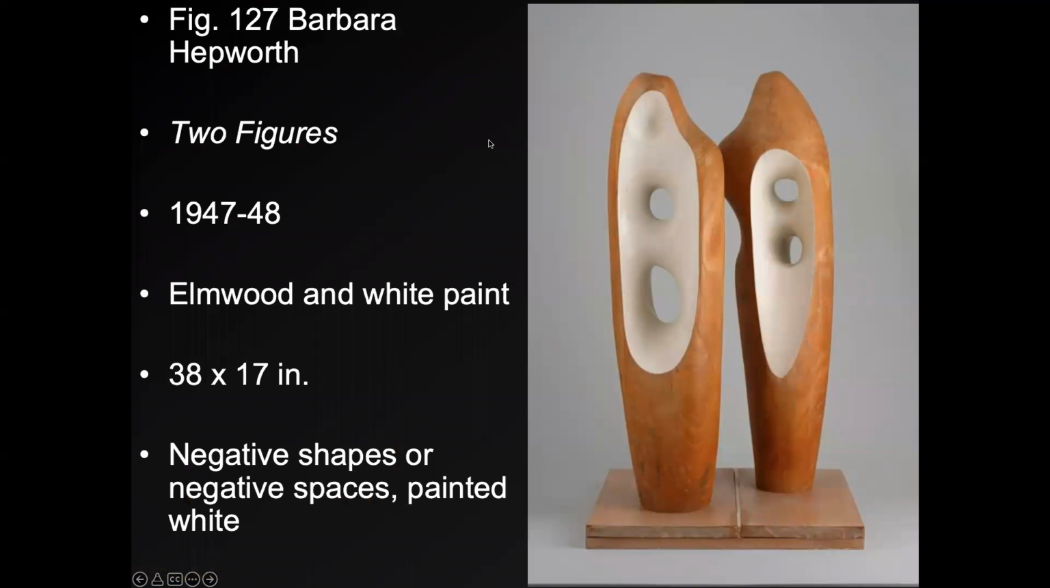It's Barbara Hepworth's Two Figures, and she's kind of playing with negative space and positive space. So negative shapes or negative spaces are painted white. A negative space is something that's almost like it'll envelop something and you can put something in it. You can almost imagine something going in it. So Hepworth kind of emphasizes these cavities with the white paint so that you can see the negative space almost as being a figure in a way.